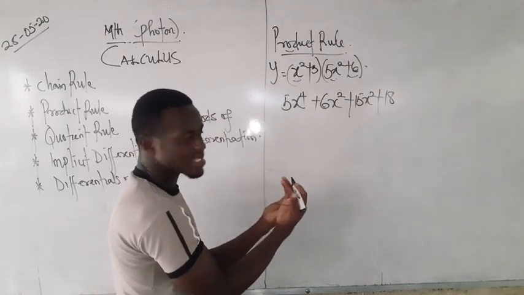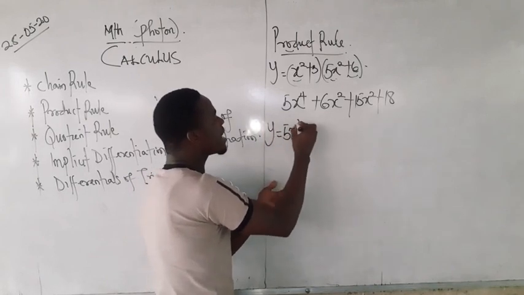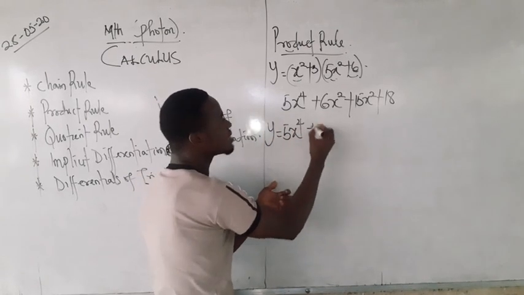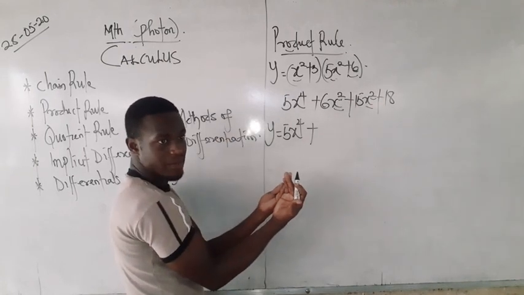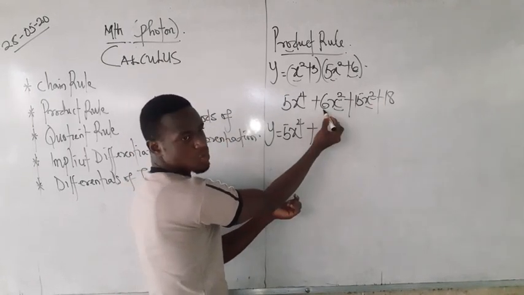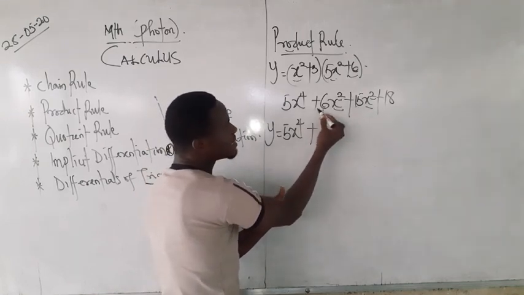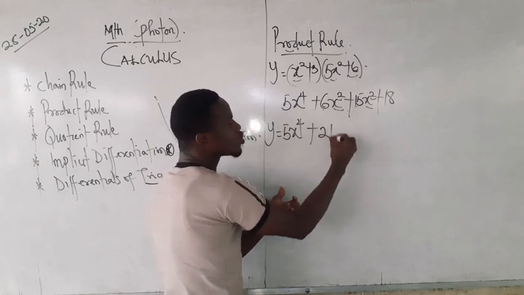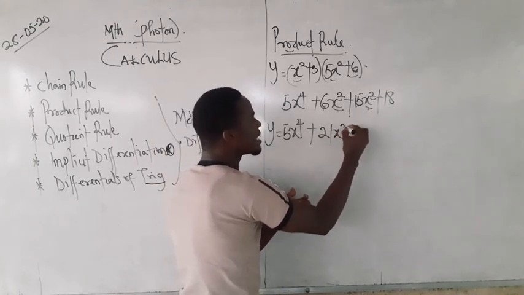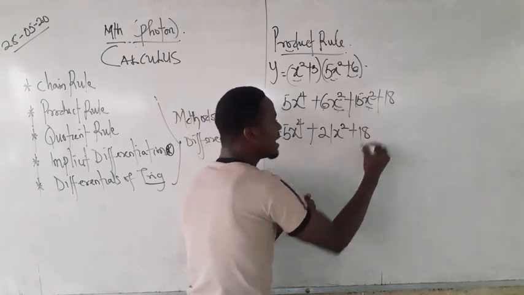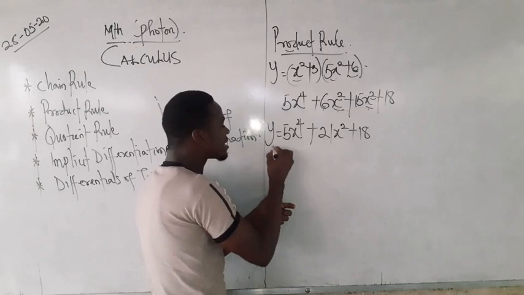The next thing is to what? Gather our like terms. Now, what do we have here? y would now be equal to 5x to the power of 4. Plus, since you have an x squared and you have an x squared, you can add them together, right? Now, let's look at the coefficient. What's the coefficient here? 6. What do you have here? 15. 6 plus 15 will give us what? 21. Then you're going to pick one of these two. So we'll add what? x squared. Plus, what's the final one here? 18.